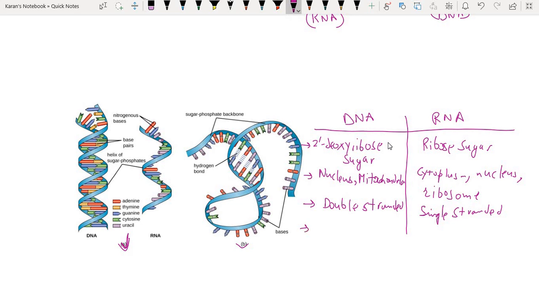Then DNA undergoes self-replication to form DNA, but RNA is synthesized from DNA during the process of transcription.